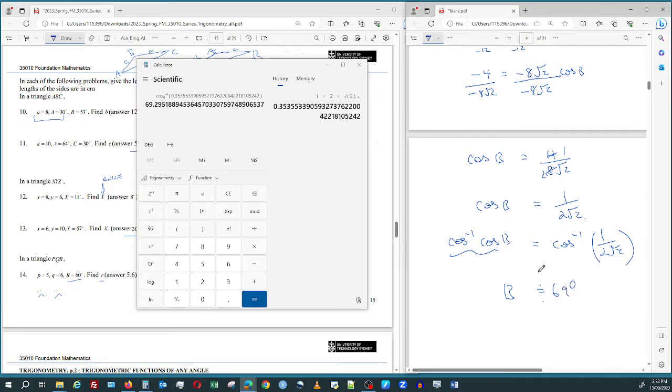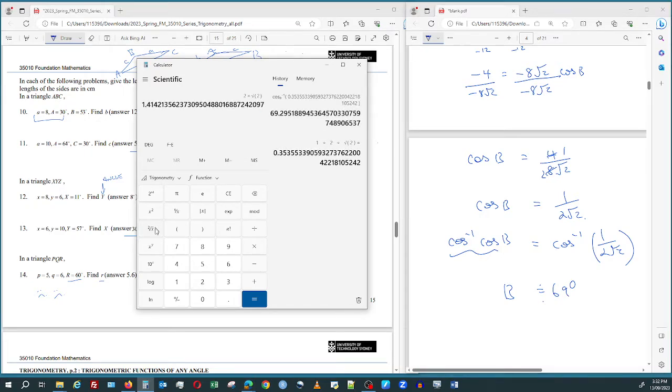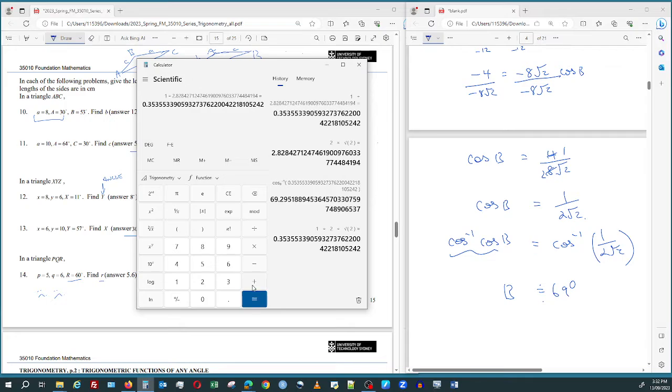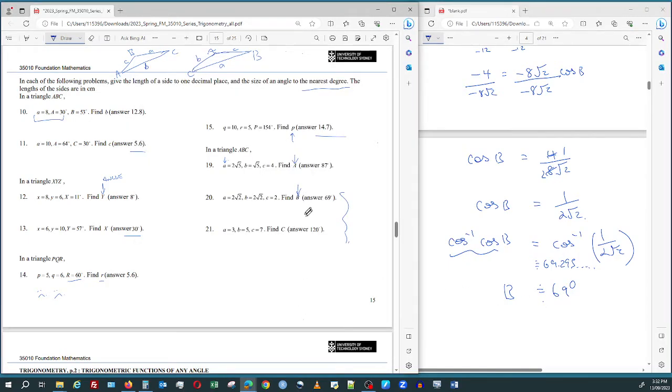Now let's check it, because I did 1 divided by 2 root 2, so on and so forth. So this time I'm going to go 2 times root 2, stick it in the memory, 1 divided by memory recall, and take the second function of that, 69.2. That's good. Okay, 69. That'll do. Okay, so nearest degree. That's the justification for that.